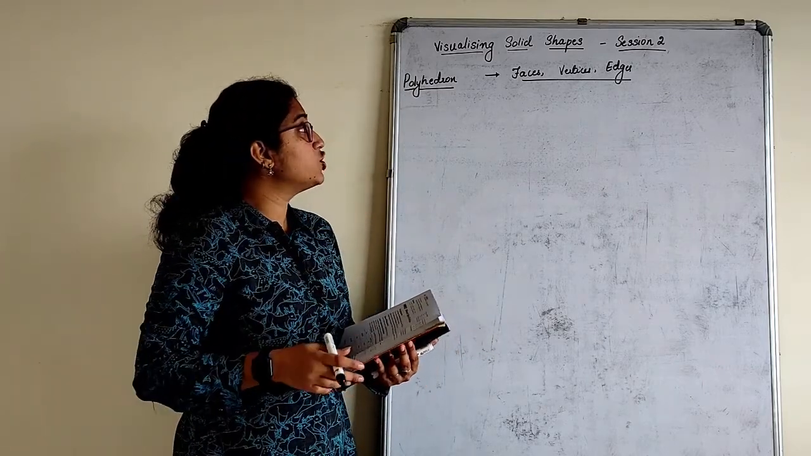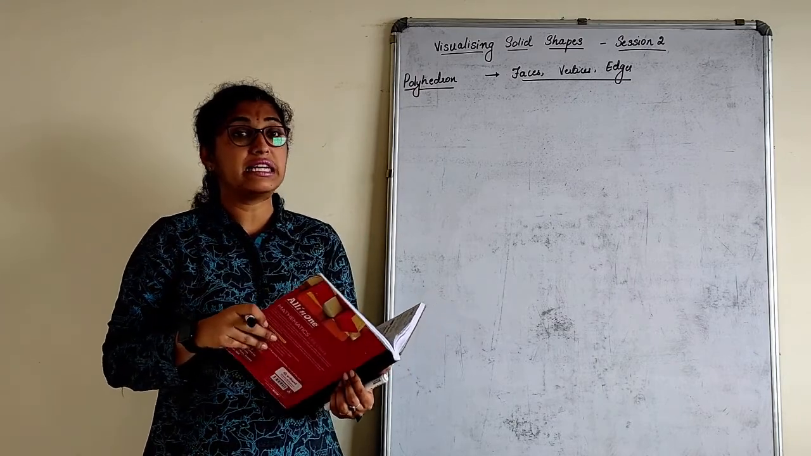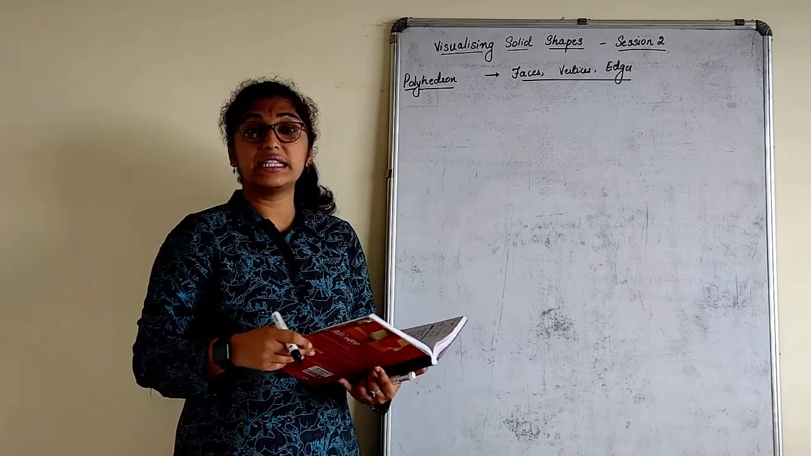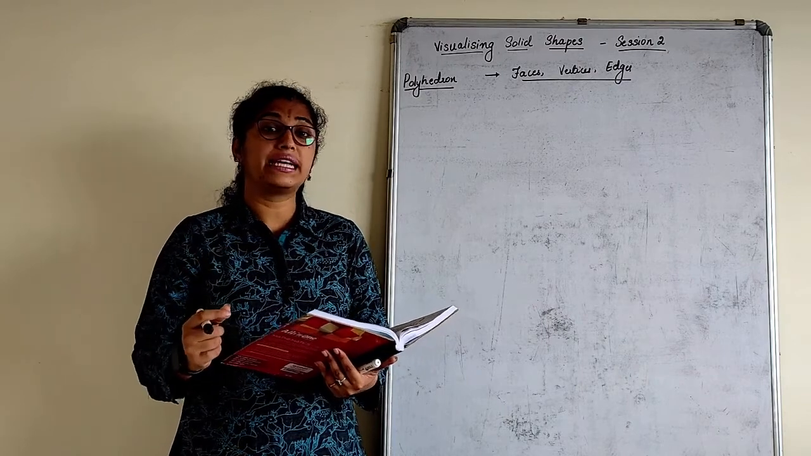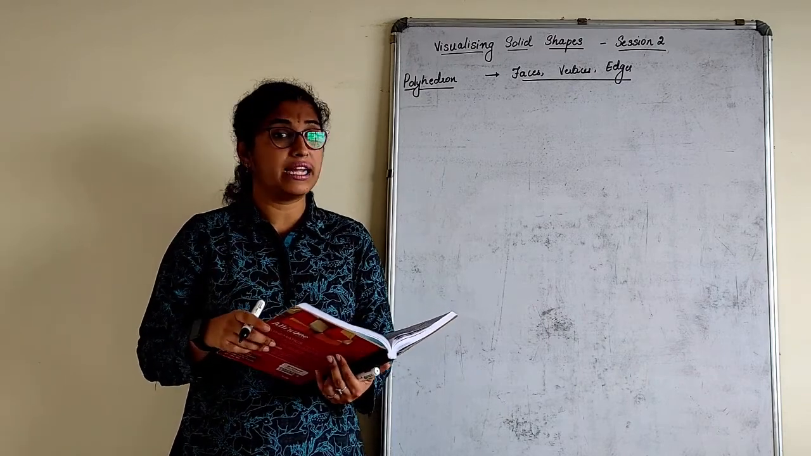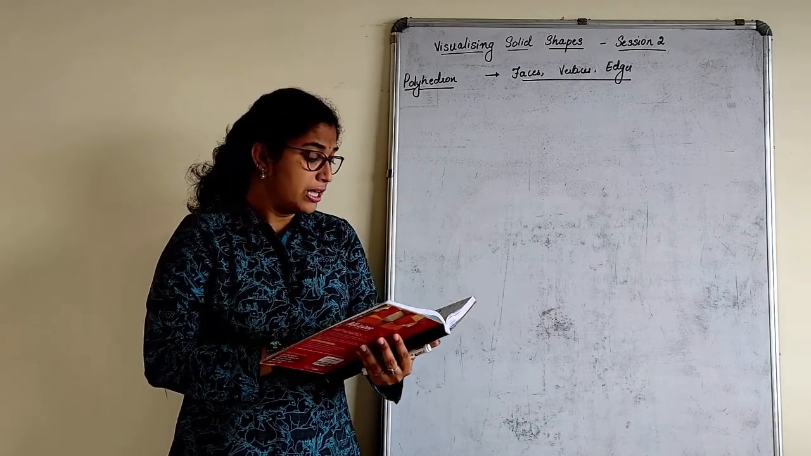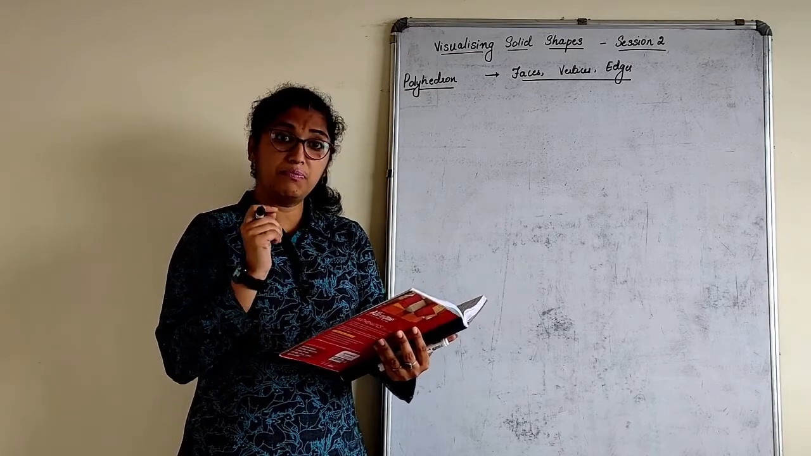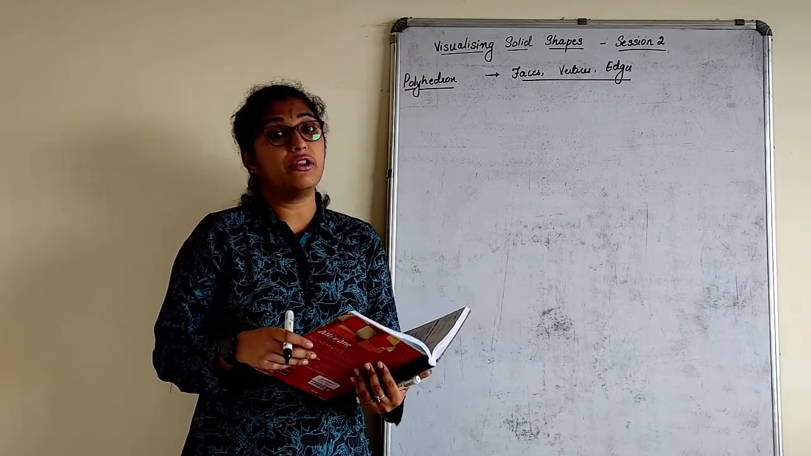In the second part of this lesson, we will study faces, vertices and edges. Moreover, we will study polyhedrons. Now, what is a polyhedron? A polyhedron is a solid bounded by polygonal regions.